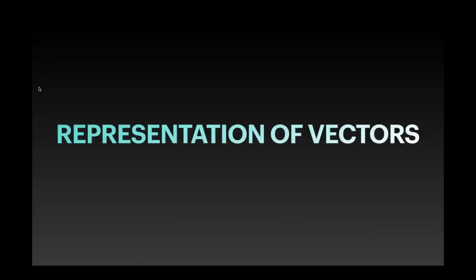Clear? First part, representation of a vector. You all know what a vector is? Yes, a vector is a quantity which has both magnitude and direction, correct? It has both magnitude and direction. Let us say you have a quantity A and you want to say it is a vector. How do you specify it as a vector? Let us see. That is what we are going to learn now.